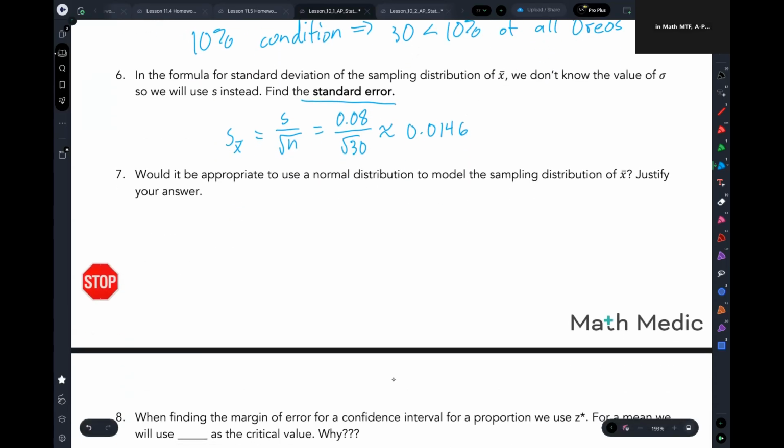Would it be appropriate to use a normal distribution to model the sampling distribution of x bar? And so we talked about this in class. Naturally, we want to say yes, right? The sample size is sufficiently large.